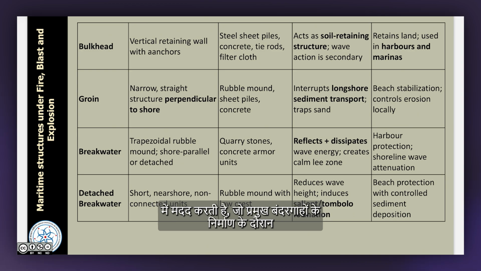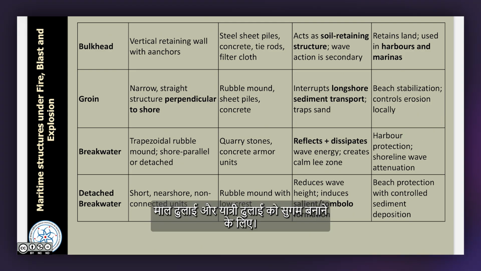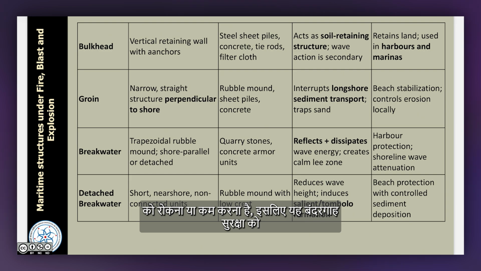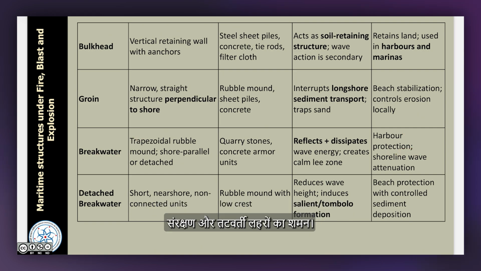It helps to create a calm lee zone useful for harbour protection, wherever major harbours are constructed to facilitate cargo handling and passenger handling. Breakwaters are subsidiary systems constructed along the harbours to prevent or reduce the wave amplitude as waves reach the harbours. So, it is a very essential unit to strengthen harbour protection and shoreline wave attenuation.